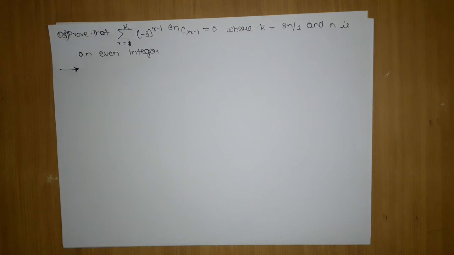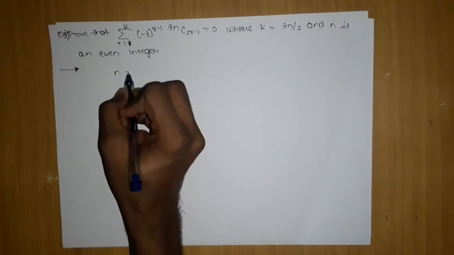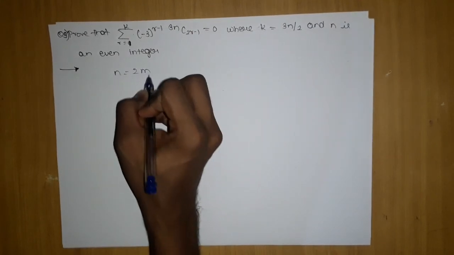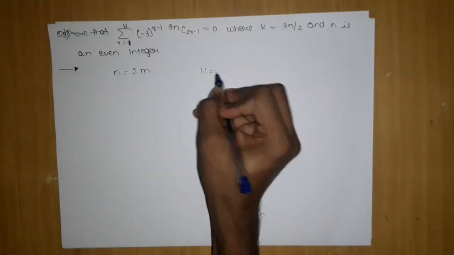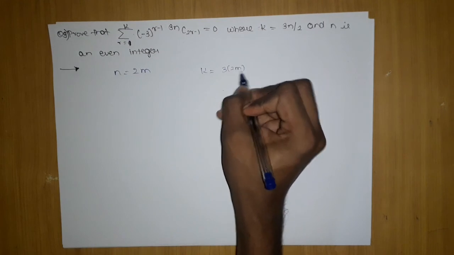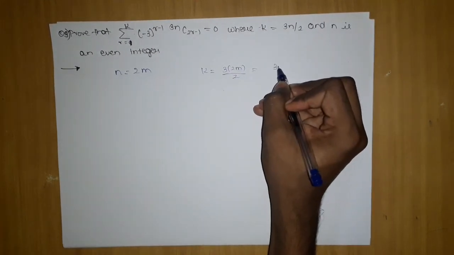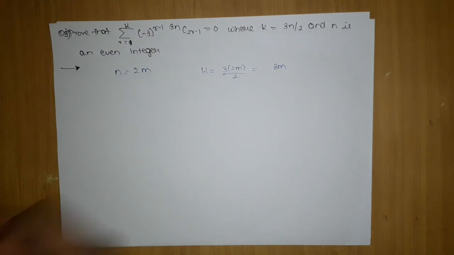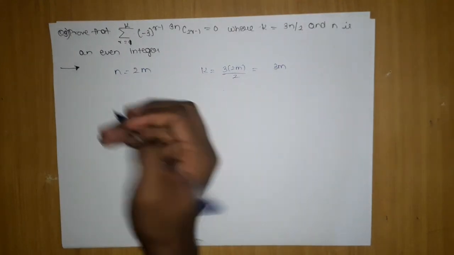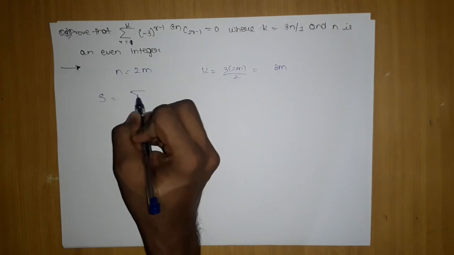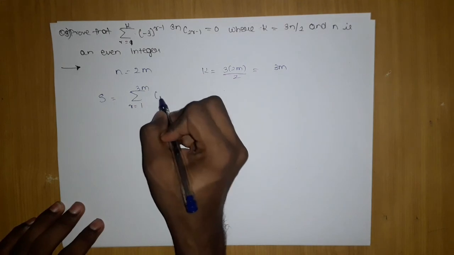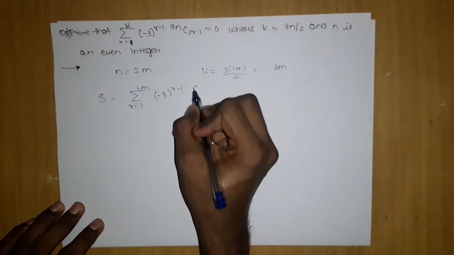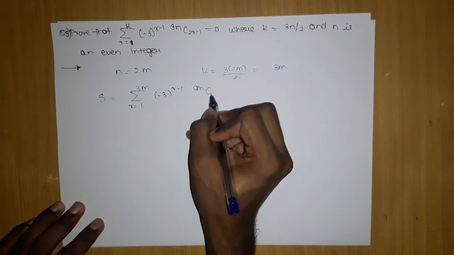Now let's try to solve this. You know that n is an even integer, so n will be some 2m, because an even integer will be a multiple of 2 for sure. So we can replace 3n by 2 as 6m by 2, which is nothing but 3m. Now in the sigma, if we replace this k by 3m, we see the sum from r equals 1 to 3m of minus 1 power r minus 1, 6m C 2r minus 1.